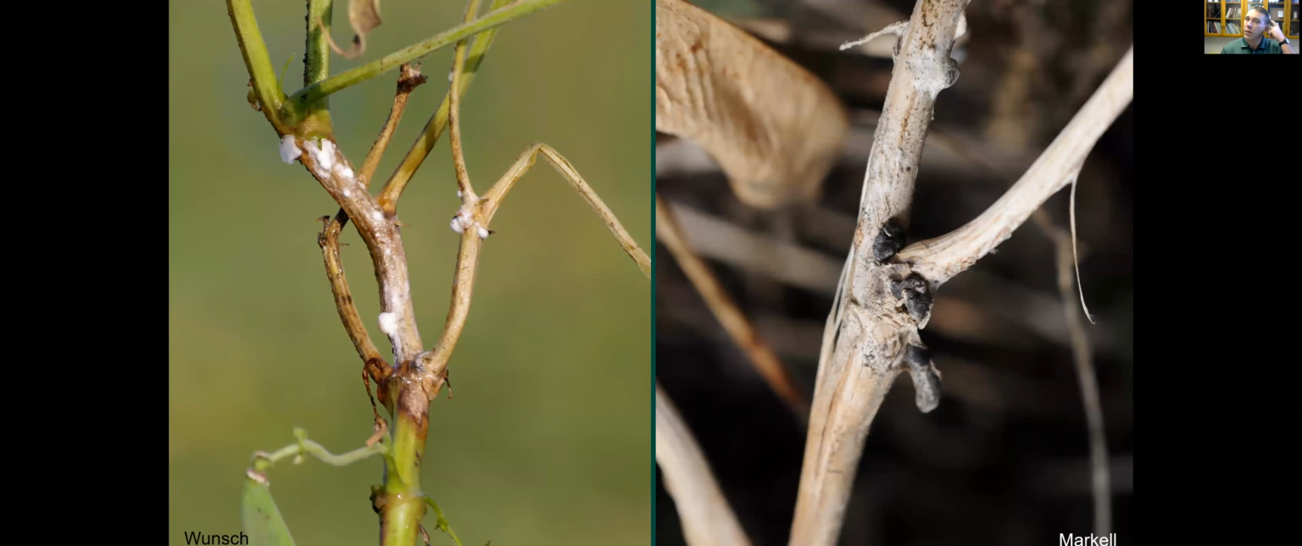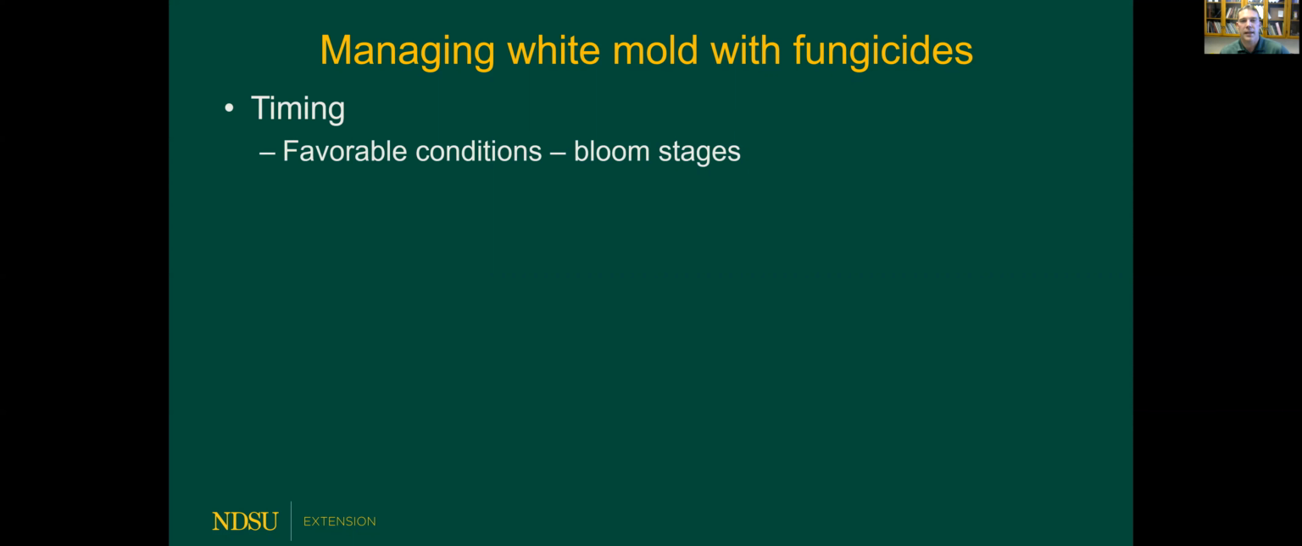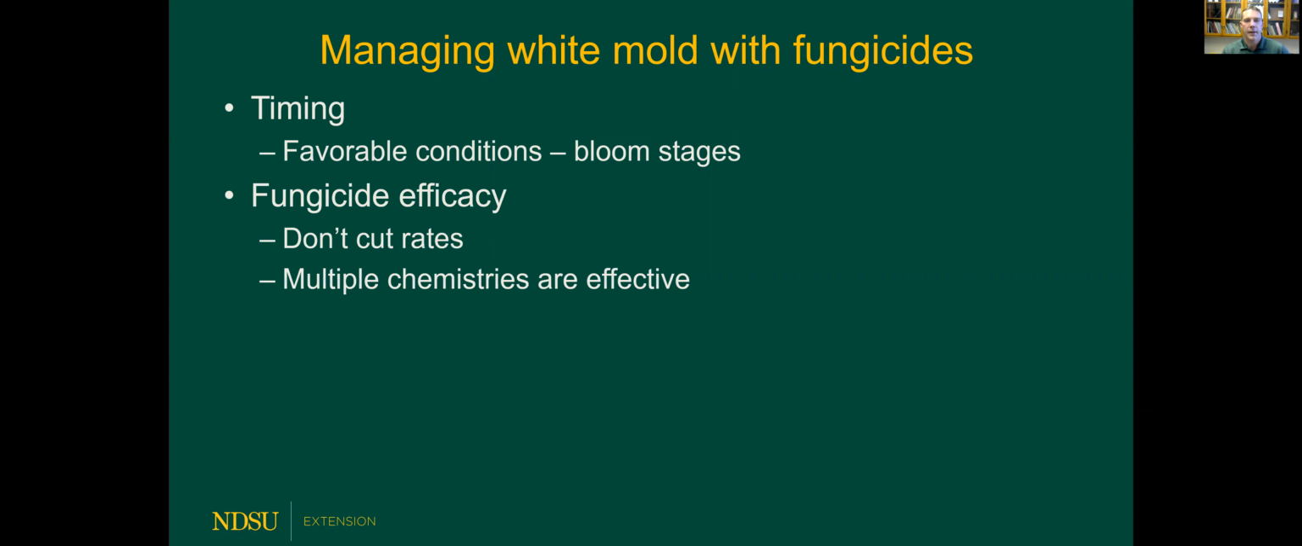Okay, and from there, you pretty much know the story. You get the white fuzzy growth, and then you see more black sclerotia develop, and that's how the pathogen survives. So managing white mold with fungicides, timing is important. You need favorable conditions, and you're going to apply in the bloom stages. Now, Michael Bunch at Carrington has been working on optimizing some of these things, and we're going to talk about one component of that here in a little bit.